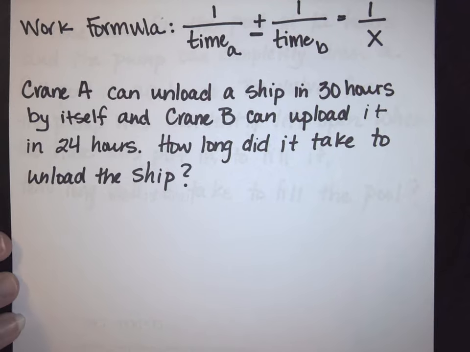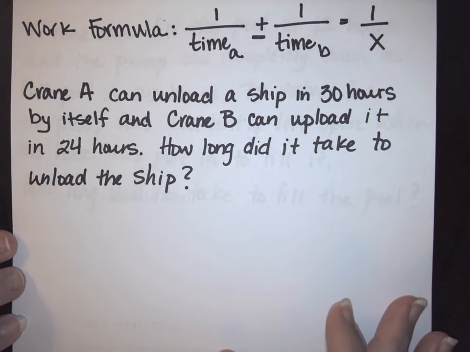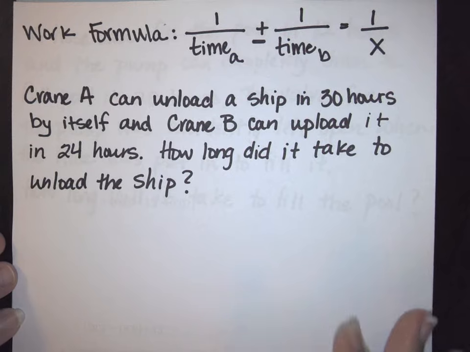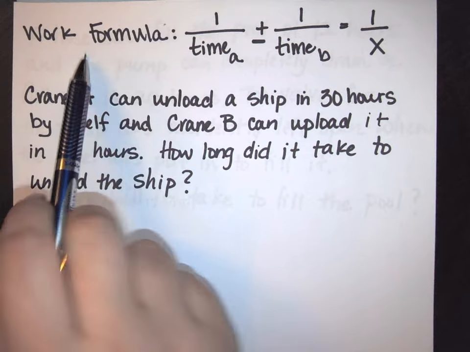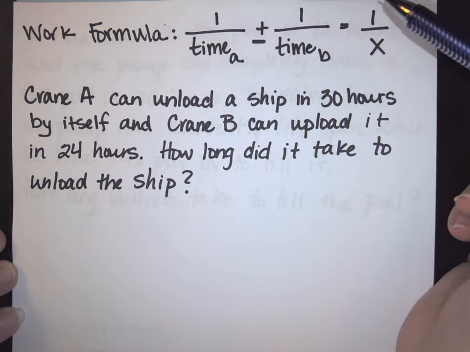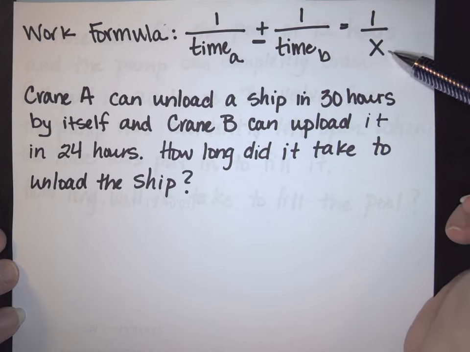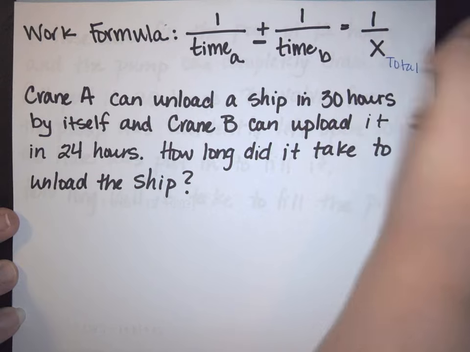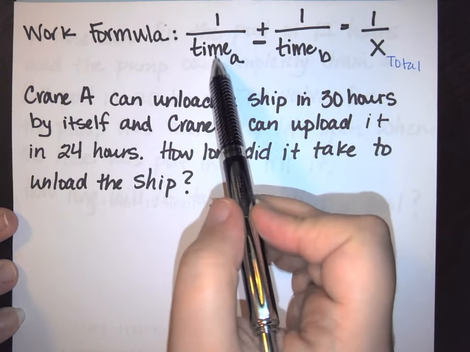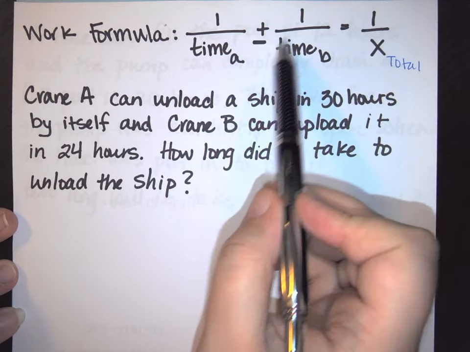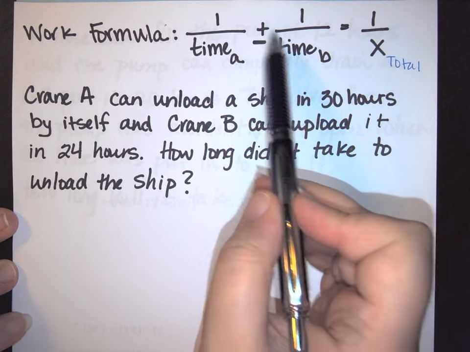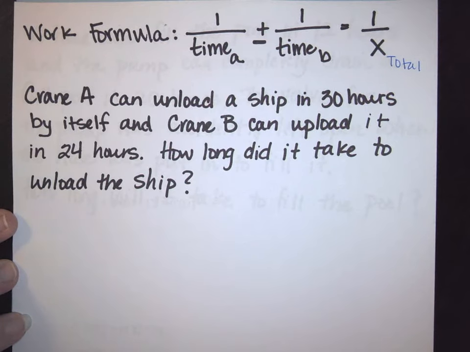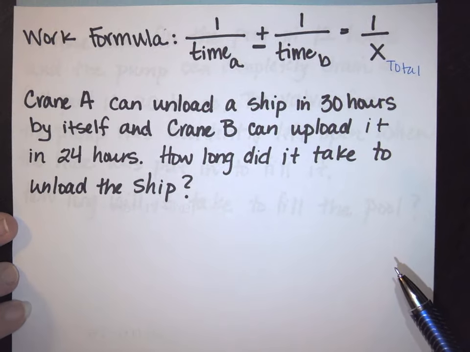In this video, we are going to look specifically at work problems as they relate to rationals. So the work formula we have, in order to find the total work, 1 over x total, you're going to have 1 over the first time plus or minus 1 over the second time. Now, plus or minus is going to be determined based on the problem you have been given.